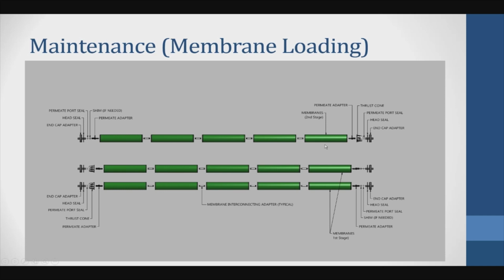There is something called the permeate adapter like this, and something called the interconnecting adapter, which is like this. And this is what we call the end cap adapter. The end cap adapter is part of the pressure vessel, so this part and this part are part of the pressure vessel. The thrust cone is installed on the opposite side. When the flow starts, you make sure you install it at the end of the flow, not at the beginning. The water starts here, because that's where the water is going to push the membrane. So it protects against any hammering.